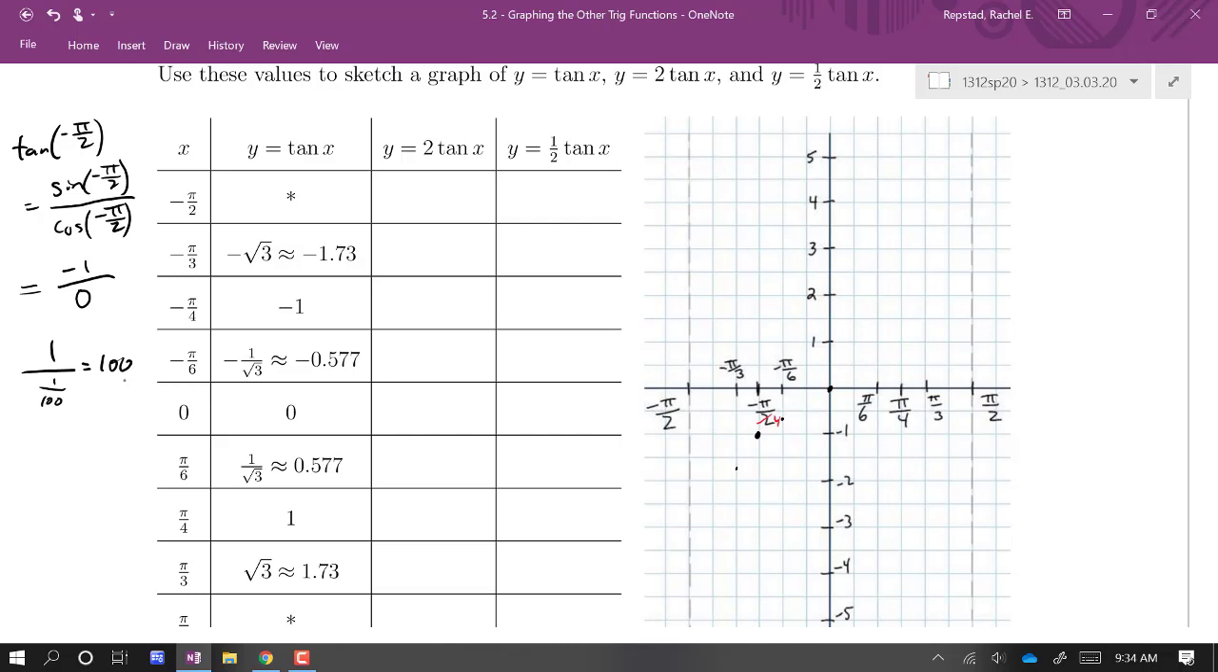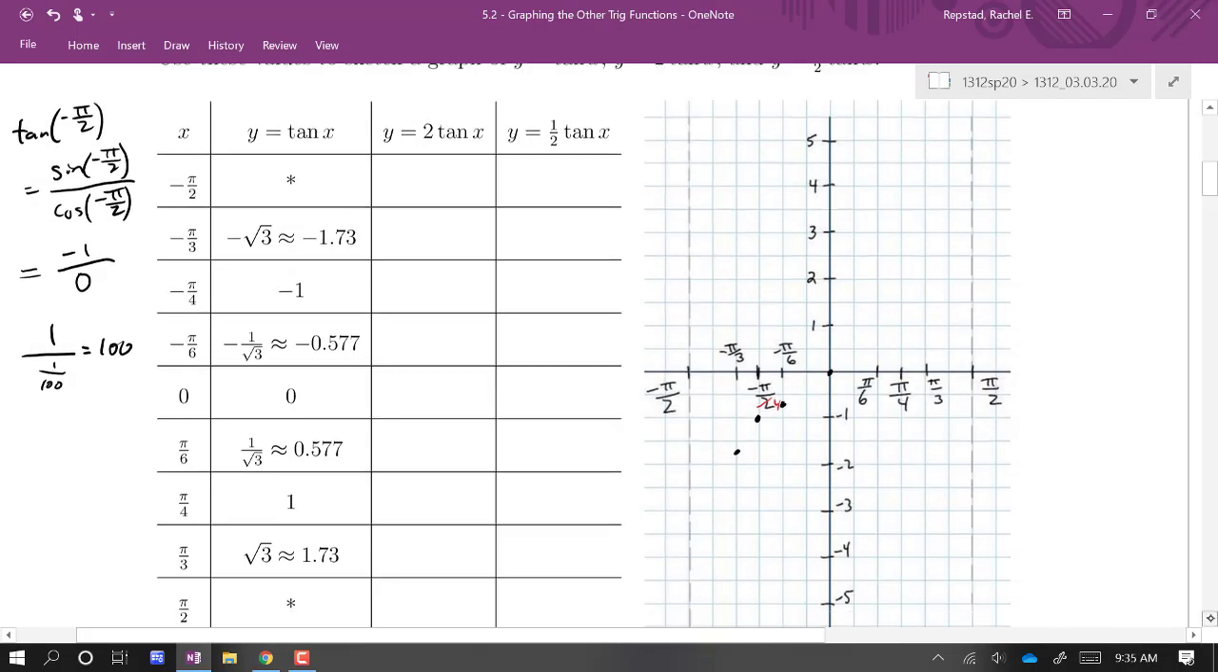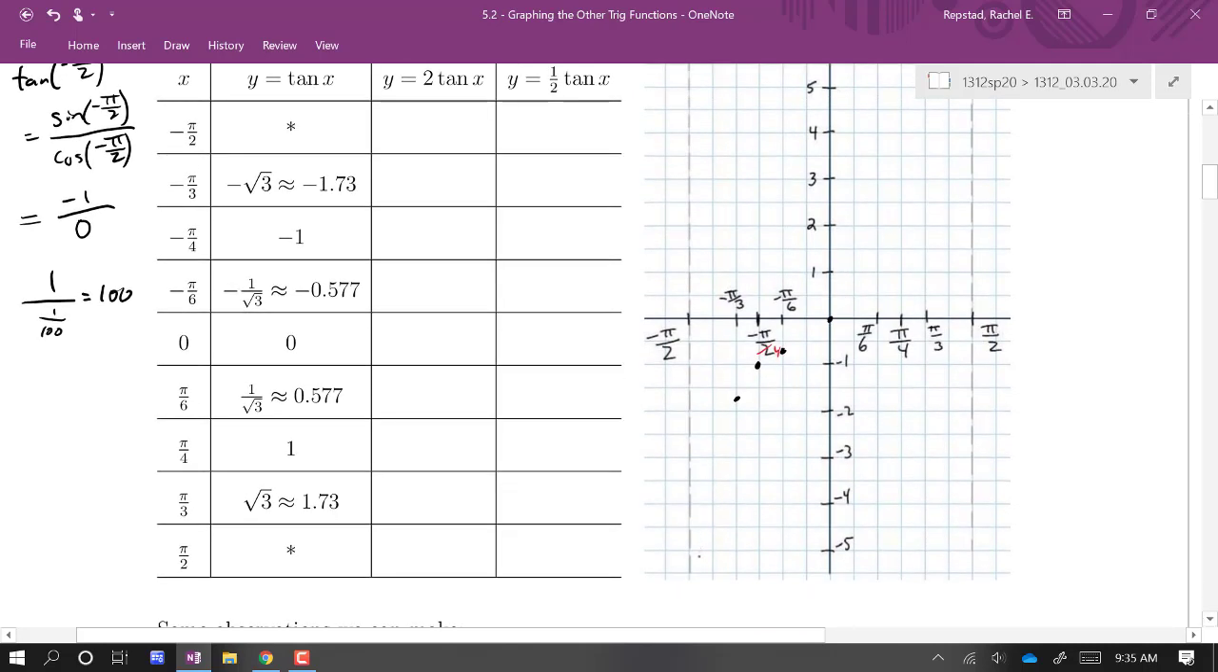So at x equals negative pi over 2, we have what we call a vertical asymptote. And an asymptote is a line that a graph approaches. So I know that as x approaches this dotted line, the graph just gets closer and closer and closer.